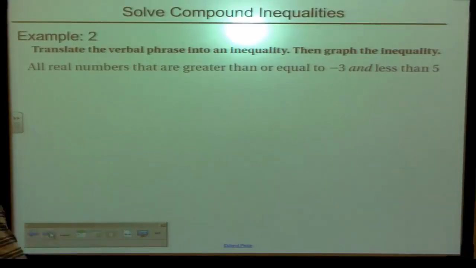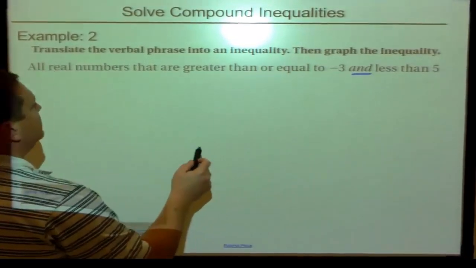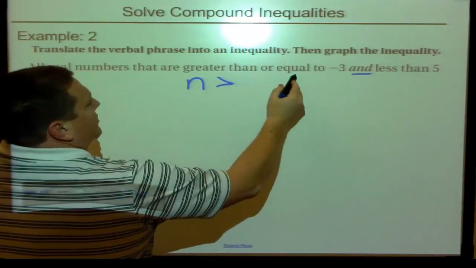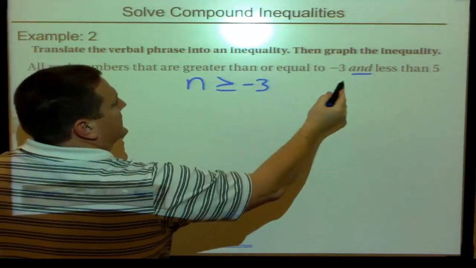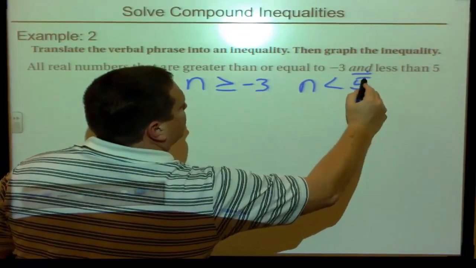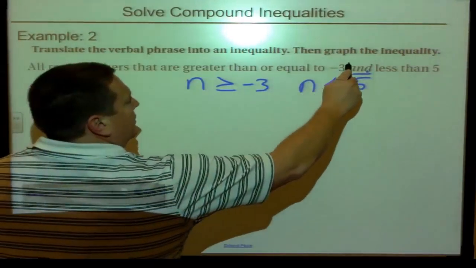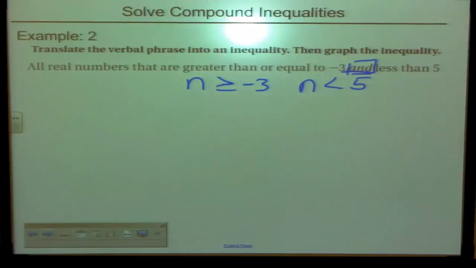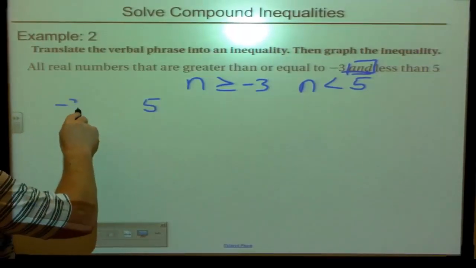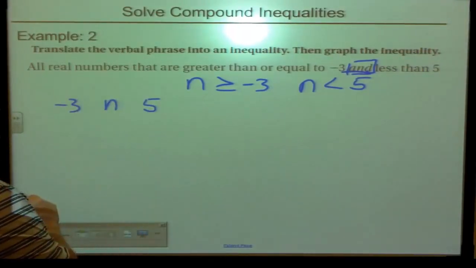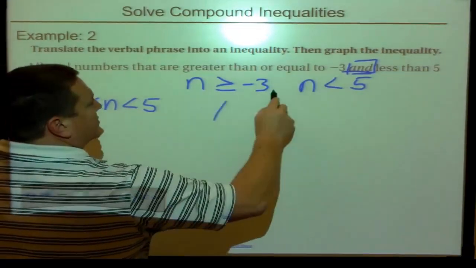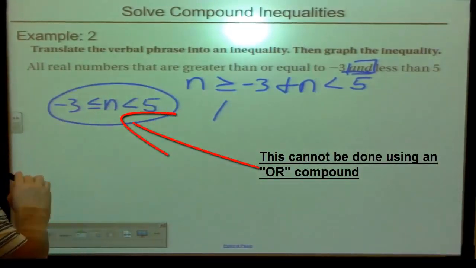Translate into an inequality, then graph. This one's using the word and. So all real numbers, let's use n again. N greater than or equal to -3 and less than 5, so n is less than, not -5, +5. Now since it's using the word and, I could write this as a single compound inequality. Put the bigger number on the right hand side, put the smaller number on the left, and n in between. N is less than 5 and greater than or equal to -3. So I can rewrite this because of the word and like that.